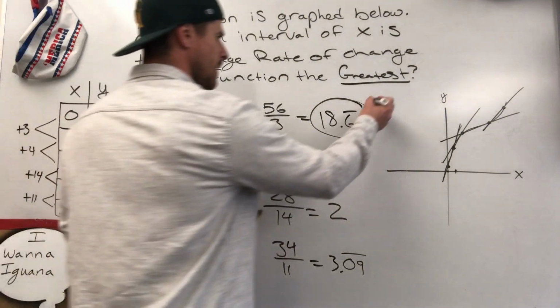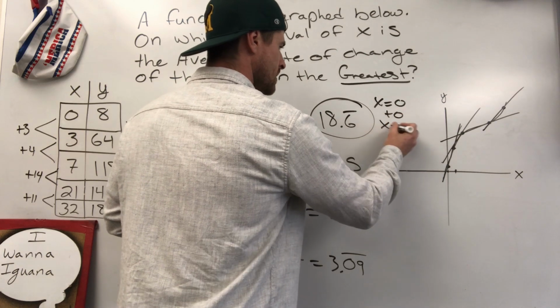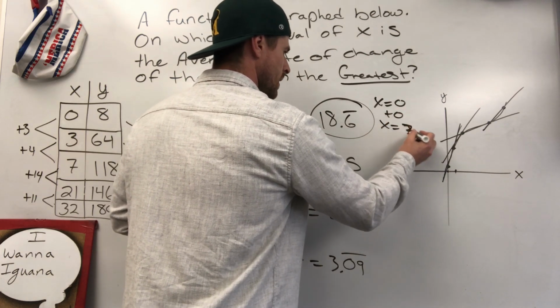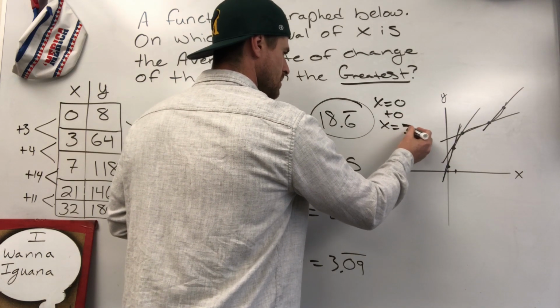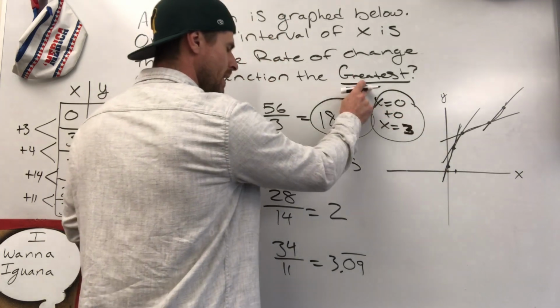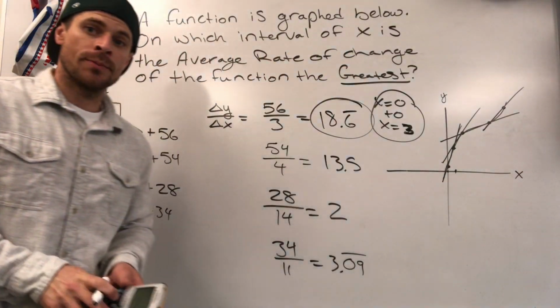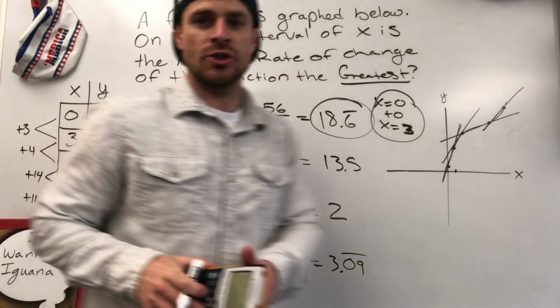You're going to say x equals 0 to x equals 3. In the interval of x equals 0 to x equals 3, we have the greatest average rate of change. I hope that makes sense. All you got to do is just use those tables.